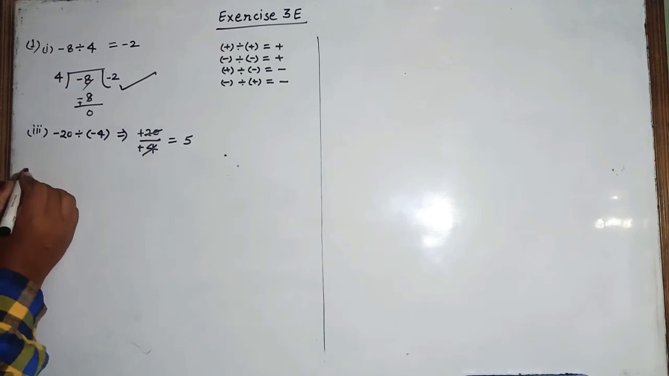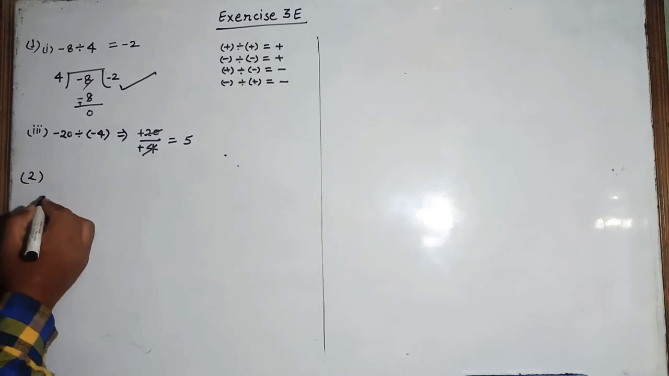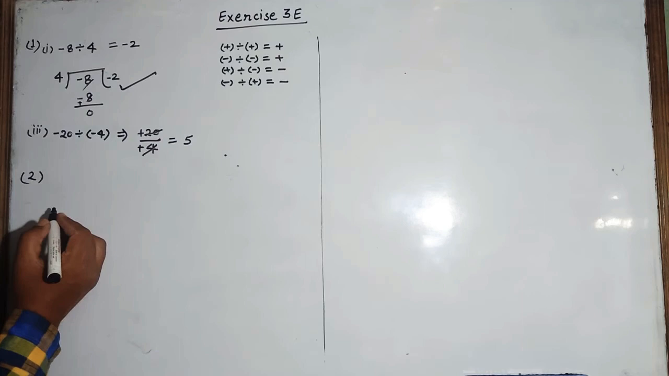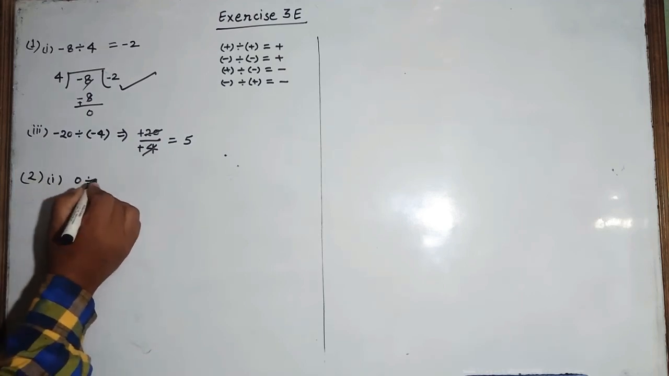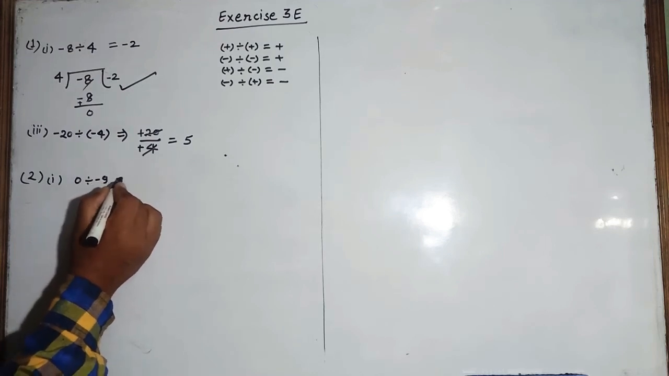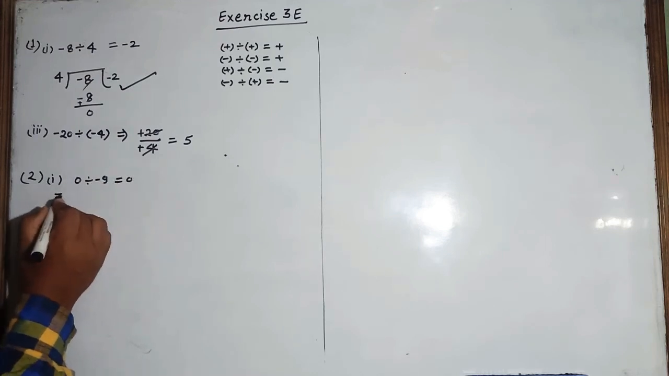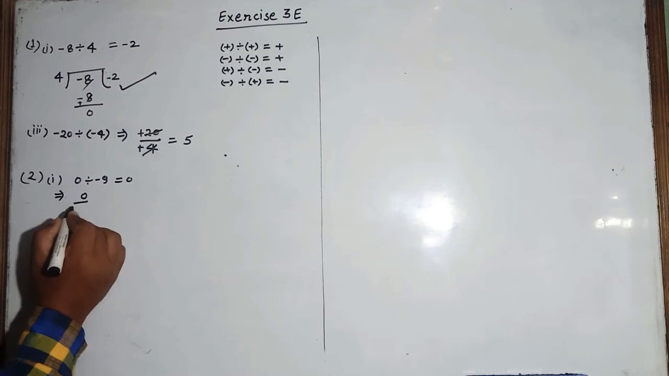Now come to question number two, that is: write true or false for the following statements. First is 0 divided by -9 is equal to 0. Now we can write it like 0 upon -9.